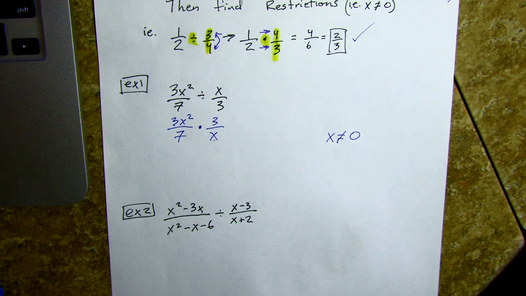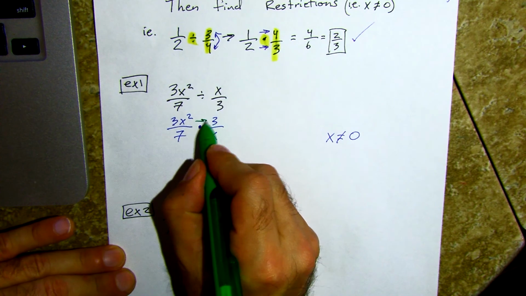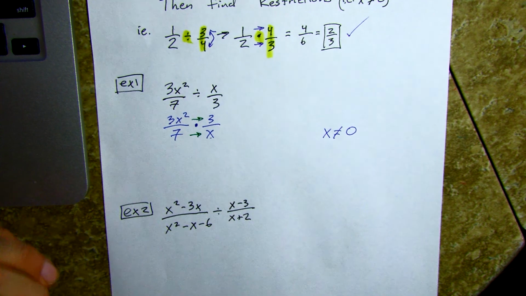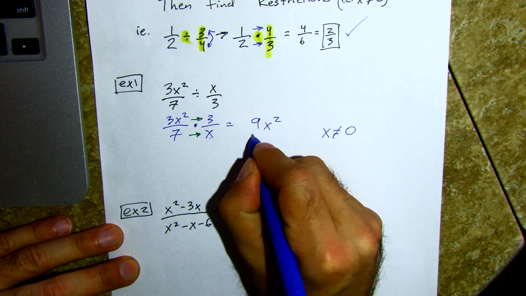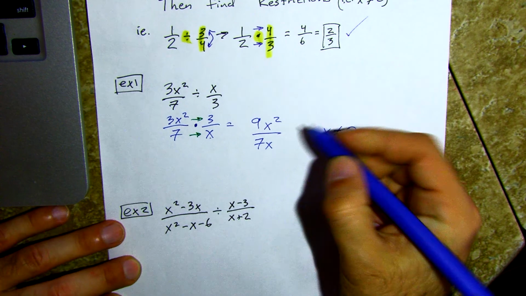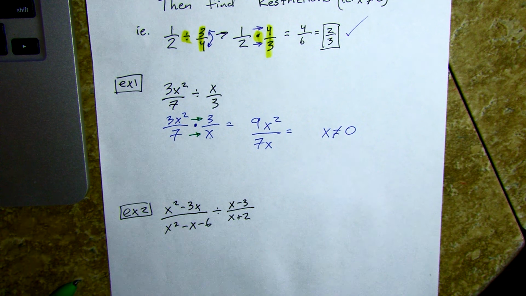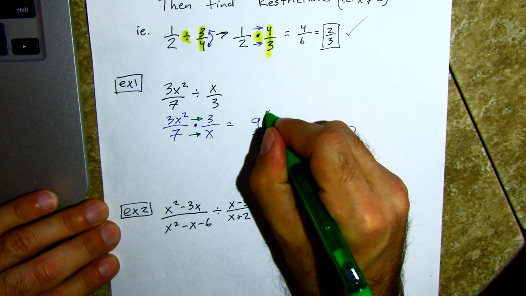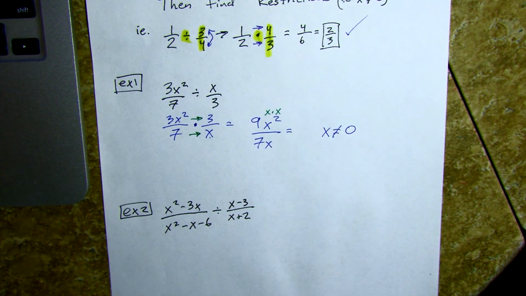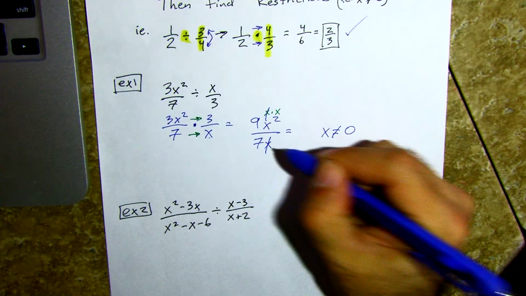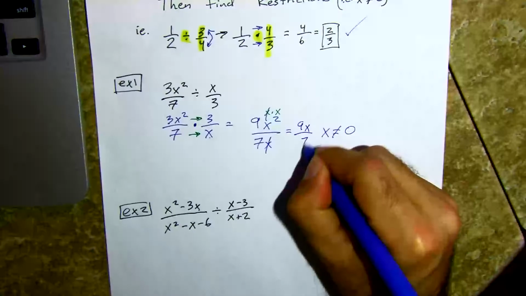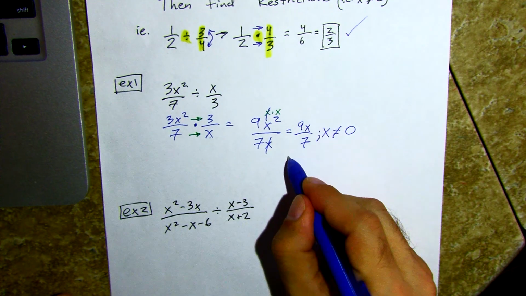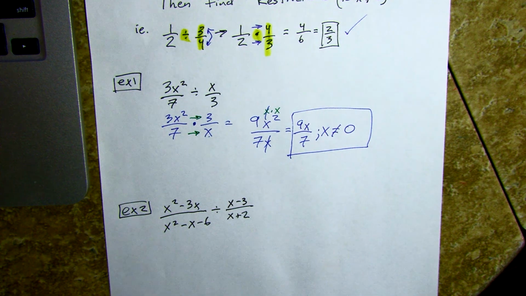Can't decide what color to use. All right. So we're going to multiply straight across, and we're going to get 9x squared on the top, 7x on the bottom, and we can reduce that one step further. Remember that x squared is just x times x, so we're going to be able to cancel out one of our x's on the top and one on the bottom. So what do we get? 9x over 7. You have to state the restriction as well as part of the answer. That's key. Don't forget that part.